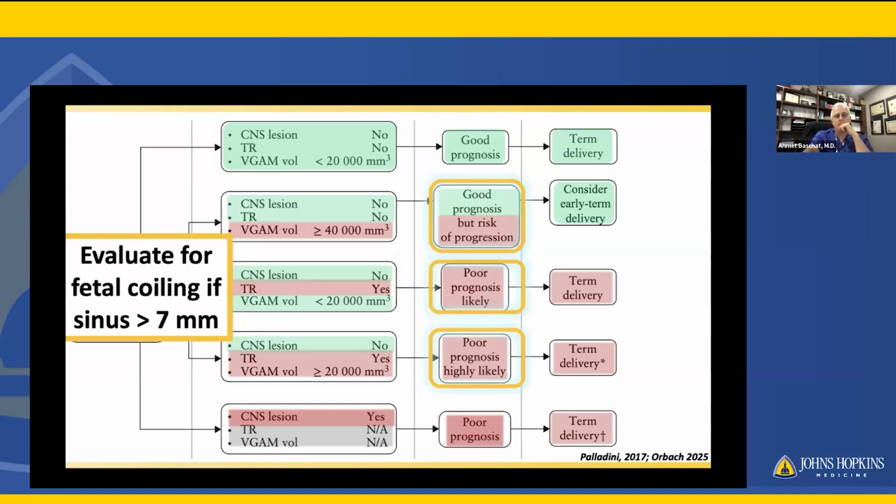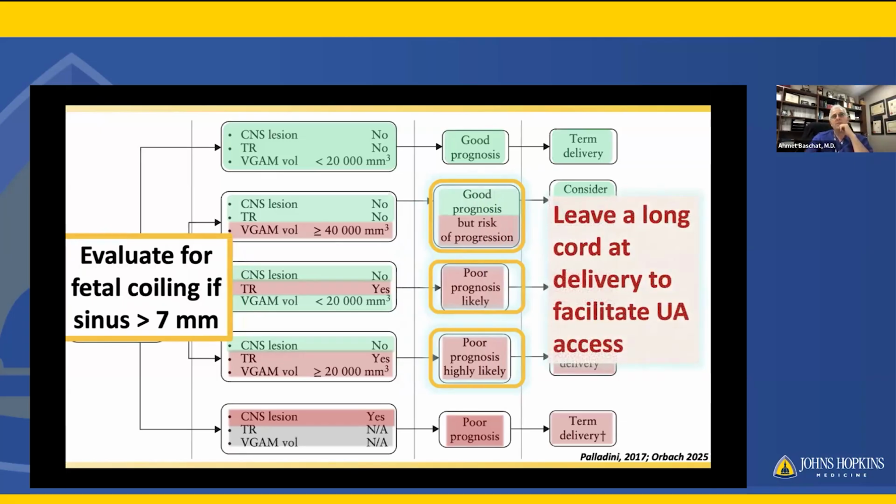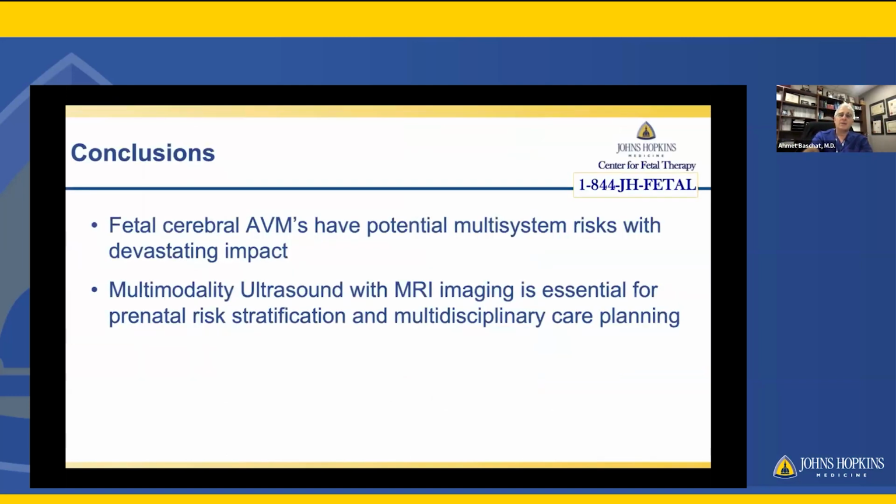The importance of the venous sinus measurement of over 7 millimeters is it gives you an idea about patients that might benefit from prenatal intervention. The other thing that's important, so normally these patients can deliver vaginally. Whatever we do at delivery, we want to make sure we leave a long umbilical cord segment, which facilitates placing an arterial line for umbilical arterial access.